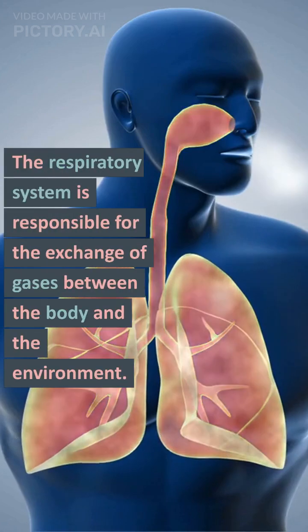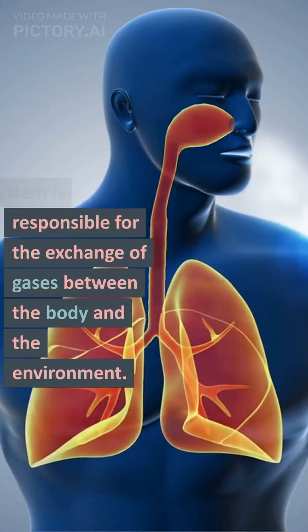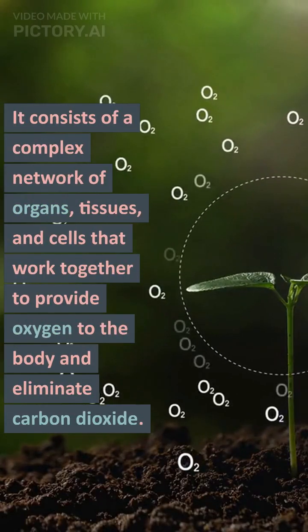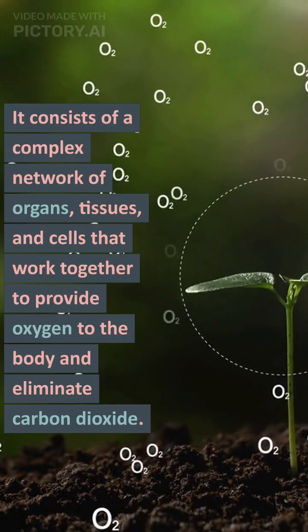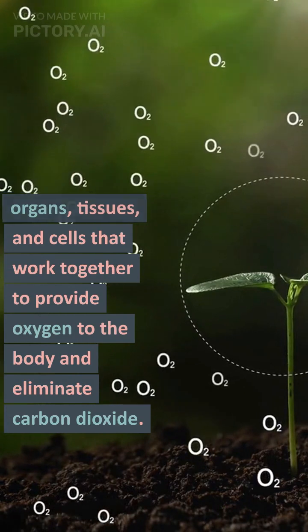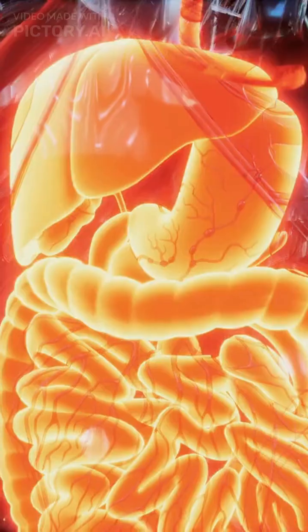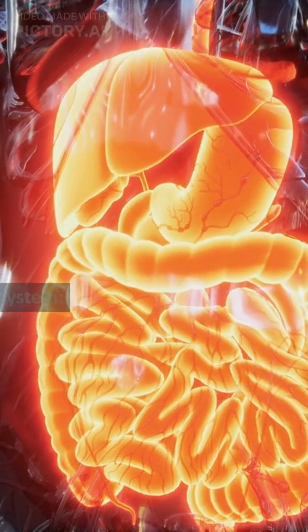The respiratory system is responsible for the exchange of gases between the body and the environment. It consists of a complex network of organs, tissues, and cells that work together to provide oxygen to the body and eliminate carbon dioxide. Anatomy of the respiratory system.